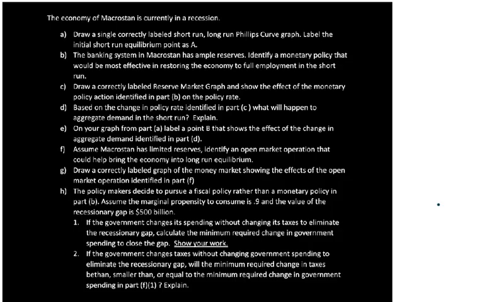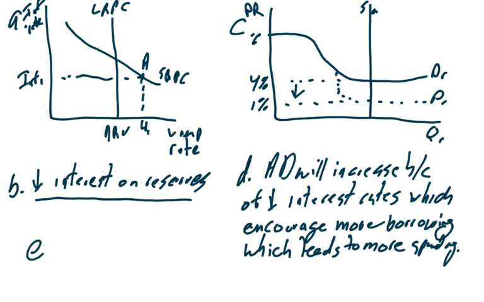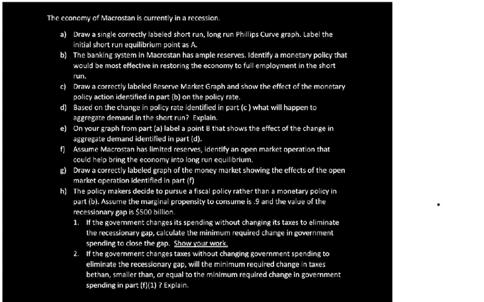Let's move on. E says, on your graph from Part A, label a point B that shows the effect of the change in the aggregate demand identified in Part D. Okay, so that would be E, right? I'm just going to draw a little arrow over here, and I'm going to put my point B here, and we're going to show our movement along the curve. Remember the rule: if aggregate demand moves, we move along the curve. If aggregate supply moves, then we shift the curve. So let's move on to F.